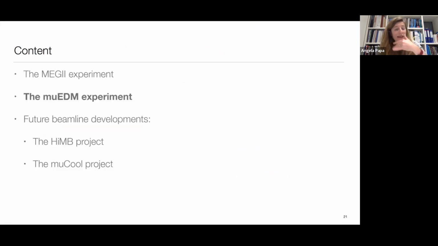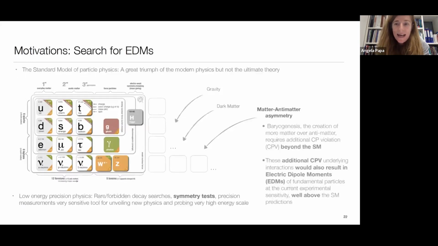Let's move on to other things that we can do with all the muons that we have at PSI. Another point that we can attack is matter-antimatter asymmetry. We already know that baryogenesis requires additional CP violation contributions beyond the standard model, and this could translate into electric dipole moments of fundamental particles.